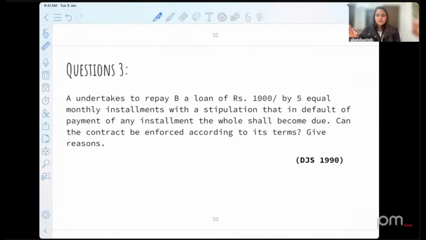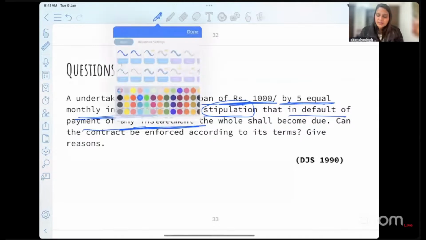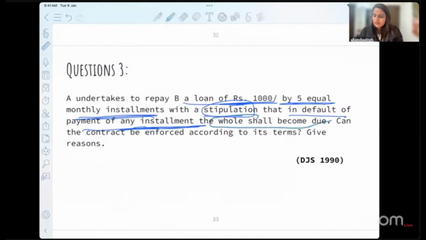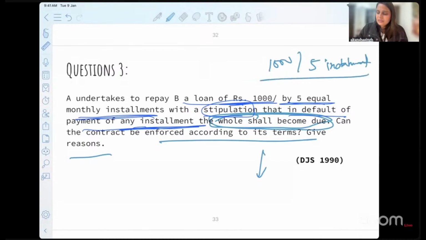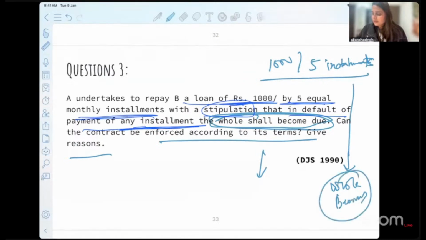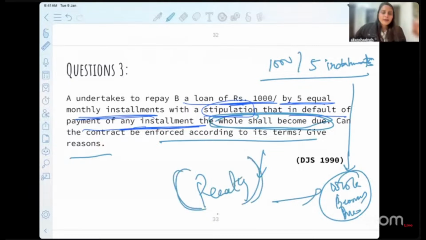The last question with which we conclude: A undertakes to repay B a loan of 1,000 rupees by 5 equal monthly installments, with a stipulation that in default of the payment of any installment, the whole shall become due. Okay, a lot of people have doubt with regards to this, whether this contract can be enforced. When you start writing your answer, you see, okay, 1,000 was to be paid in 5 installments, and if the person fails, the whole becomes due. Okay, ma'am, the whole becomes due, it looks like it is a penalty. But is it so? Do you really think that this is a penalty? You have to give your answer to me.